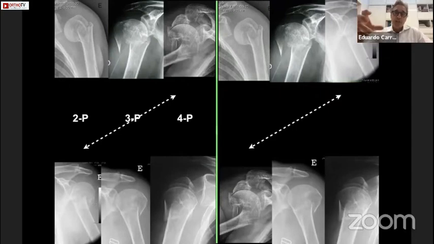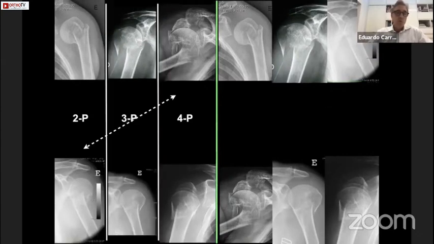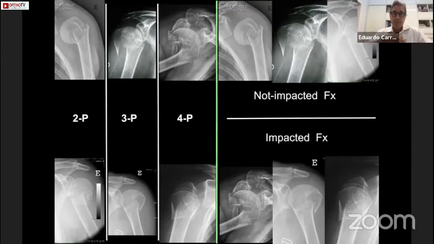I propose to change the position. If you change the 4-part fracture in the upper part of the left side to the 2-part in the lower part of this slide, you change the position and you can see my proposal in the right side. Okay, so we have this situation. And what is the difference between those fractures, in my point of view, that I think is very, very important? The fractures in the upper part are not impacted fractures, and the fractures in the lower are impacted fractures. This makes the difference between those fractures.